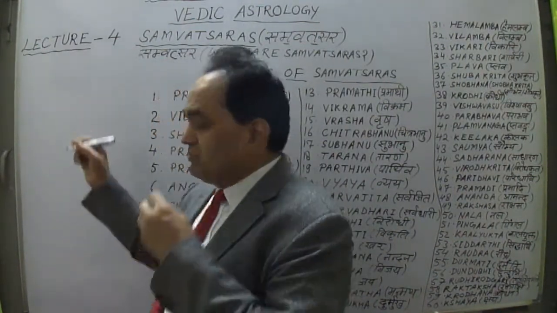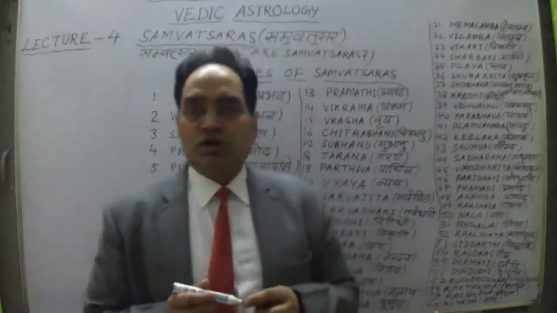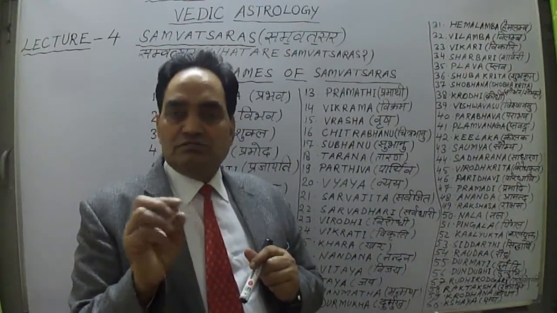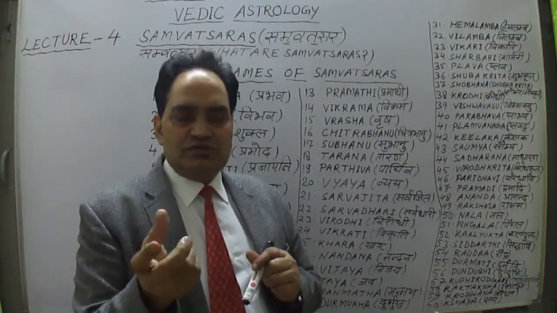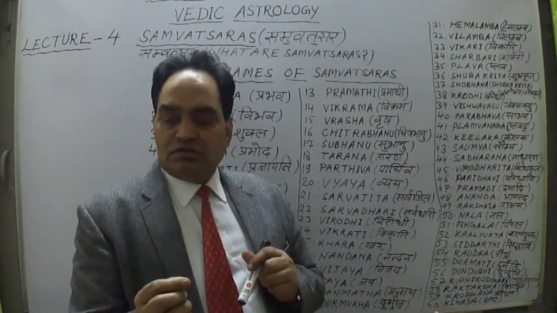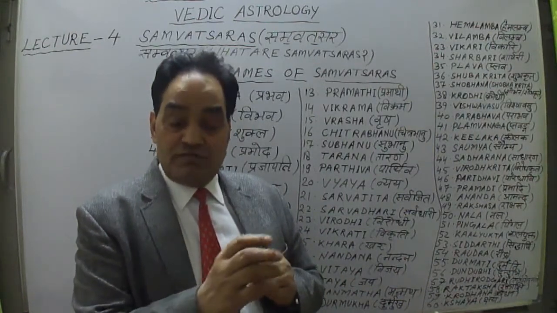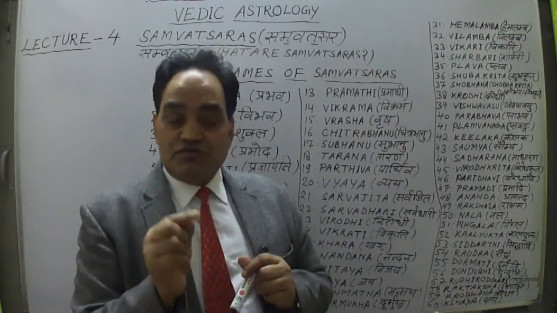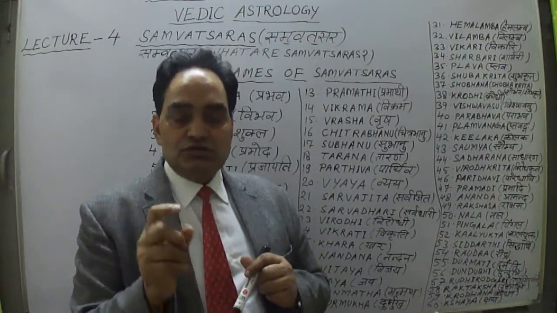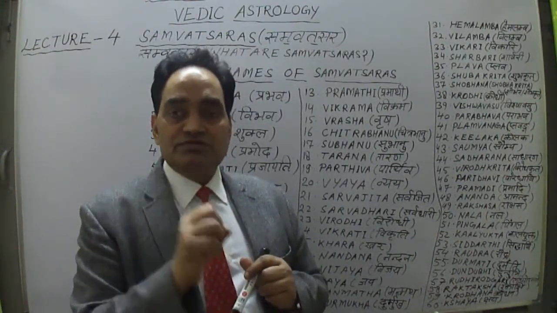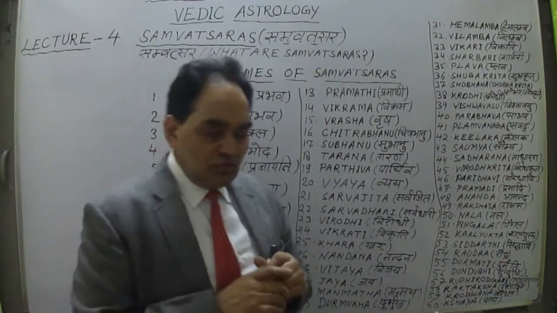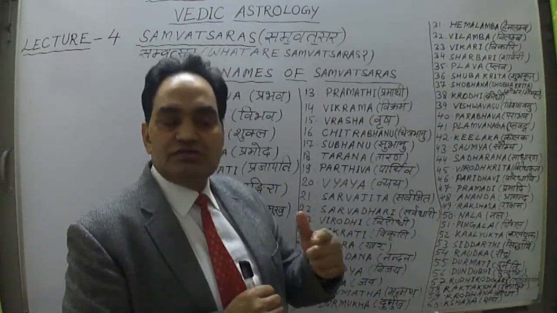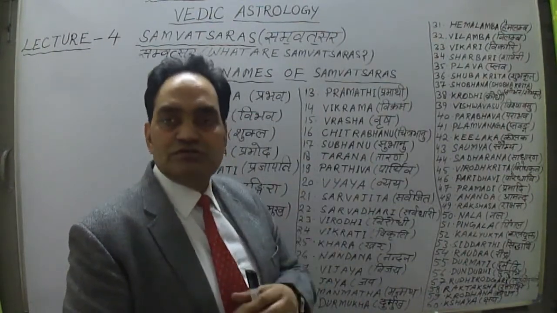Let me take it one by one, how Jupiter takes 12 years. They say the average movement of Jupiter per day is 5 kala. Kala means minutes, in degrees, minutes, seconds. So Jupiter moves 5 minutes, not degrees, in one day, and because of that it takes 12 years to cover the whole zodiac.